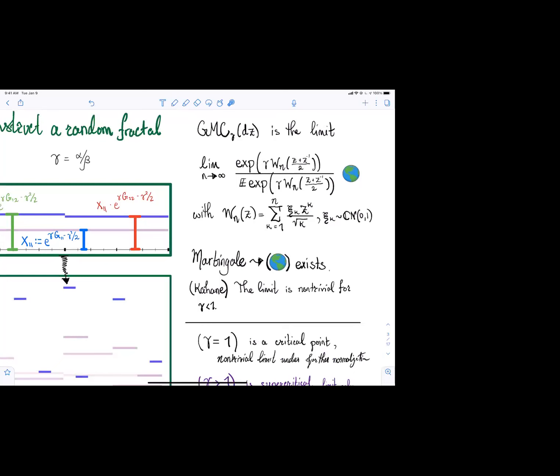Is it indeed square root k? I'm checking myself. Yes, it's square root k. So that the variance of this grows like logarithm in n. Okay, I see. Yes, thank you.